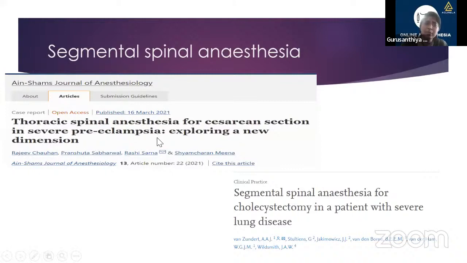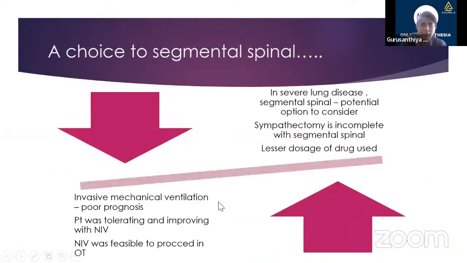And we also wanted to explore a new dimension because this patient had so many dimensions to think about. There are also many case reports suggesting that in a case with severe lung disease, where you think that no compensation would occur if you go for invasive mechanical ventilation, you can go for a segmental spinal anesthesia rather than subjecting the patient to general anesthesia. So this made us take the choice for segmental spinal anesthesia.